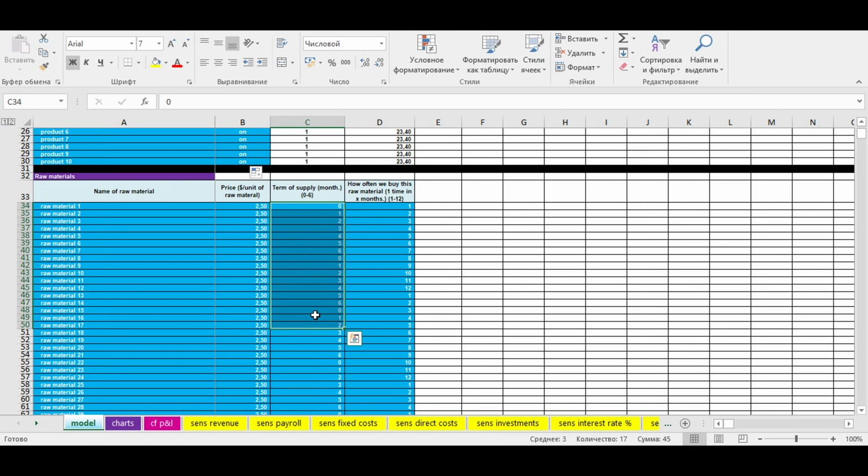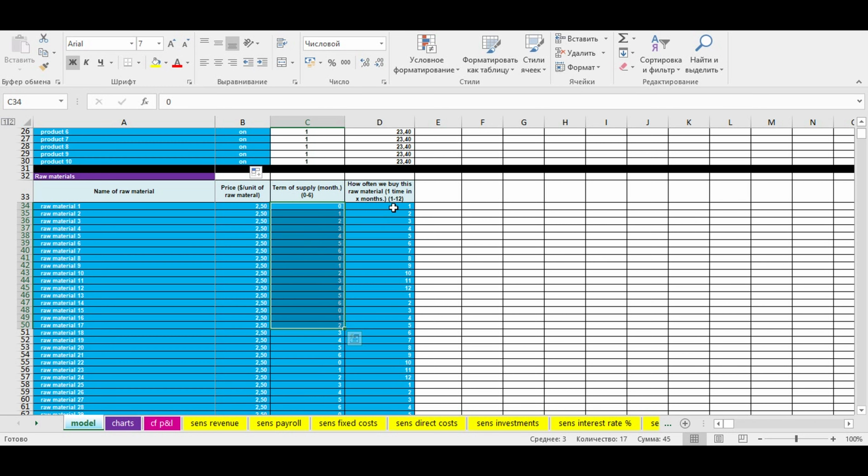0 means that we can get this material month on month without any term of supply. 1 means that if we need this material today, we need to buy it 1 month beforehand. Here we can specify up to 6 months supply period.